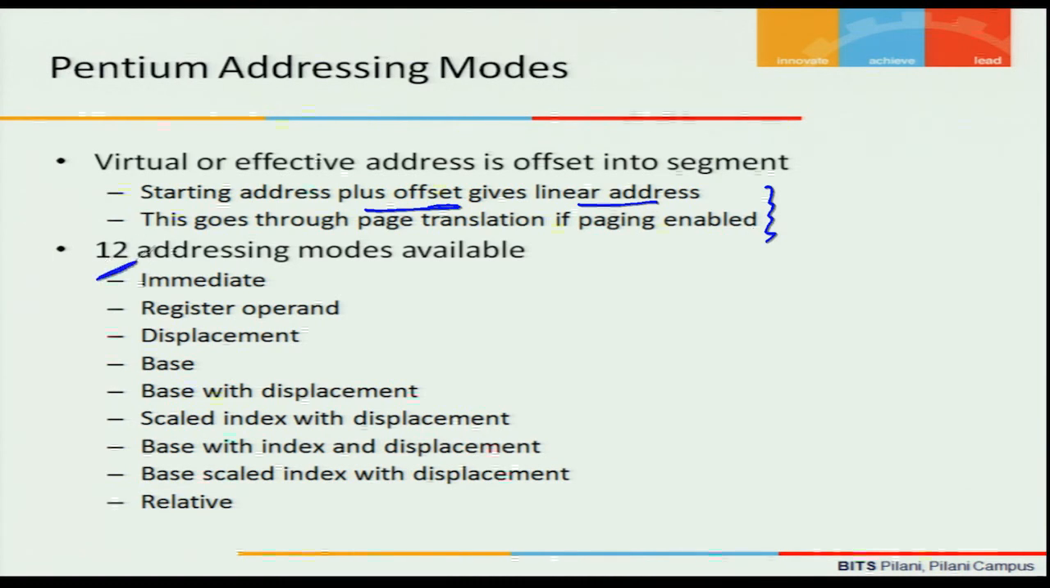The 12 addressing modes which are available in the Pentium processor, for example, are defined here. Some of them we have already seen in the 8086 processor, for example, immediate, register, displacement, base plus displacement. All these we have seen. There are a few more available, for example, scaled index, etc. So these are a few extra modes which are available in the Pentium processor.